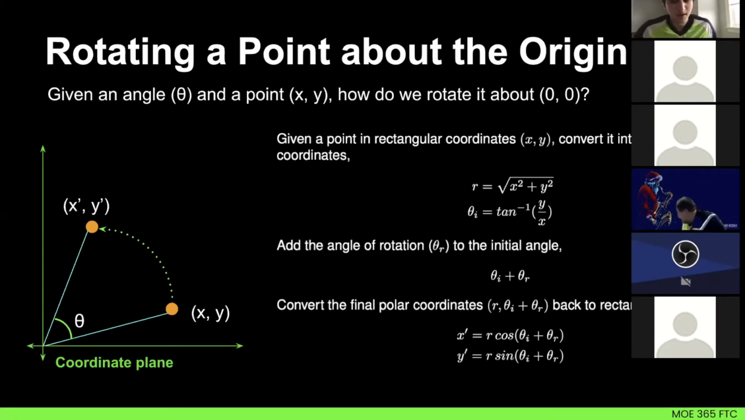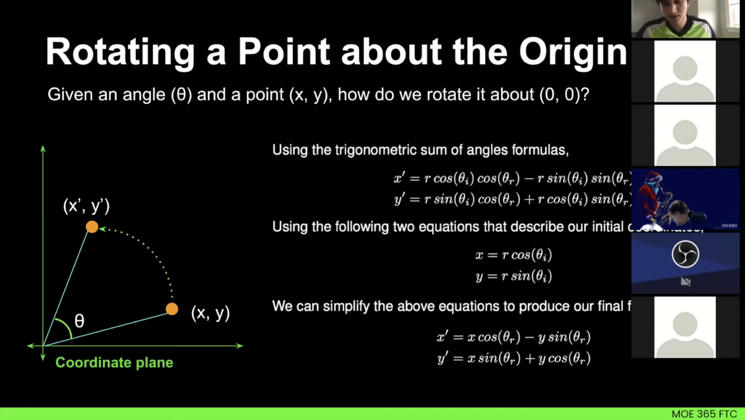What's shown here on the right gives a way to derive this formula. Again, it's not too important. I'll just go over the details very briefly. If you have more questions about it, we can come back to it. But the essence is that you're converting from x, y coordinates to polar coordinates, and then you add the angle and convert them back, and you end up with this final formula, which tells you that x prime equals x cosine theta minus y sine theta, and y prime equals x sine theta plus y cosine theta.